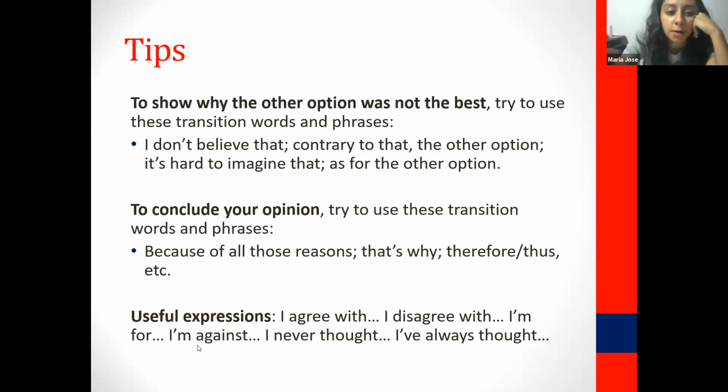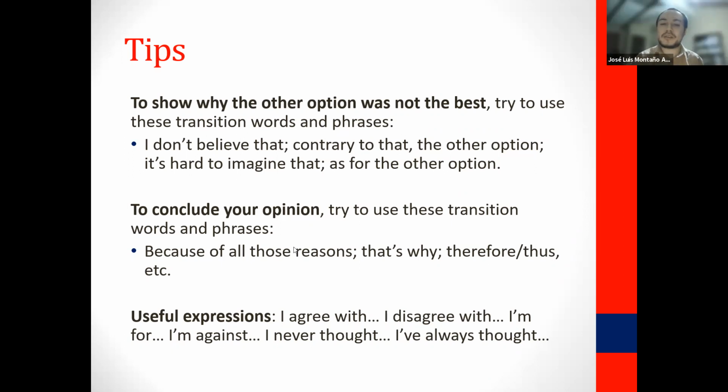Okay. To show why the other option was not the best, try to use these transition words and phrases. I don't believe that. Contrary to that, the other option, it's hard to imagine that, as for the other option. To conclude your opinion, try to use these transition words and phrases. Because of all those reasons, that's why, therefore, thus, etc. Useful expressions: I agree with, I disagree with, I'm for, I'm against, I never thought, I've always thought. Thank you very much, Majo.